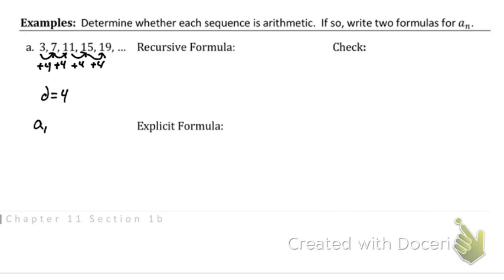I'm also going to list the very first term. That's what I'm always going to do. As soon as I figure out something's arithmetic, I'll list the first term and my common difference. Common difference is 4. My very first term is 3.